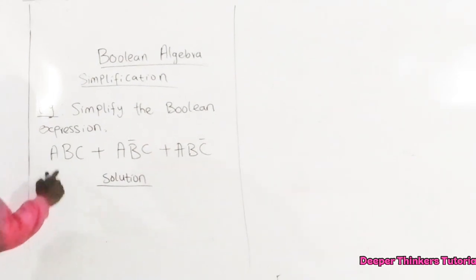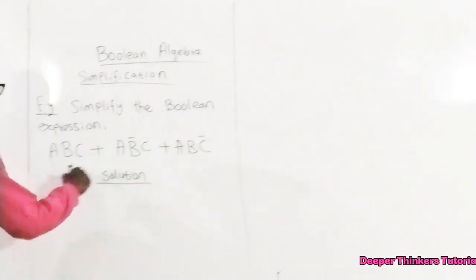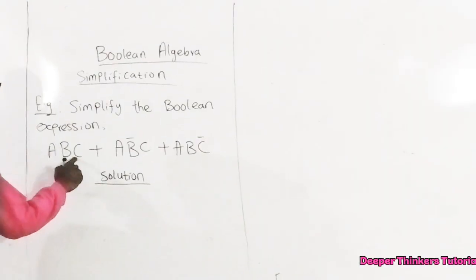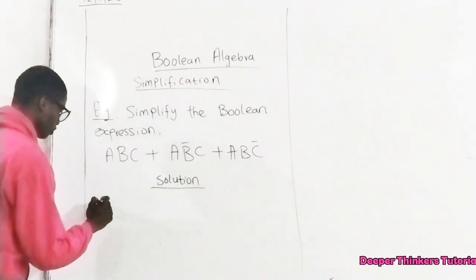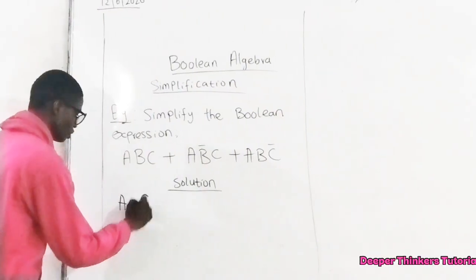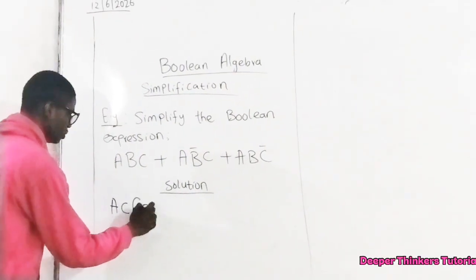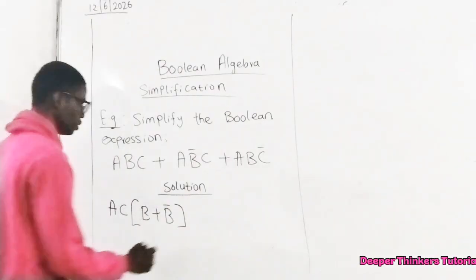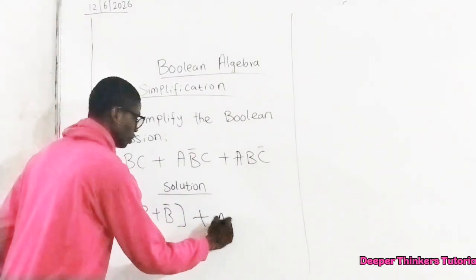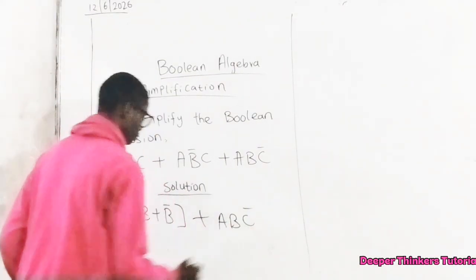So the first step is to factor out from here. We can factor out A and C because A and C are in these two expressions. So we have A, C factored out. So it will remain B plus B prime, or not B, plus we have A, B, C prime.